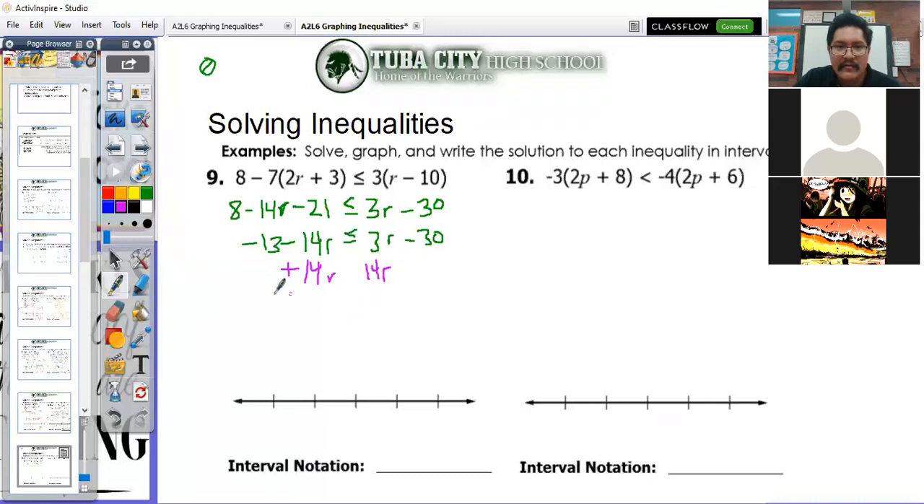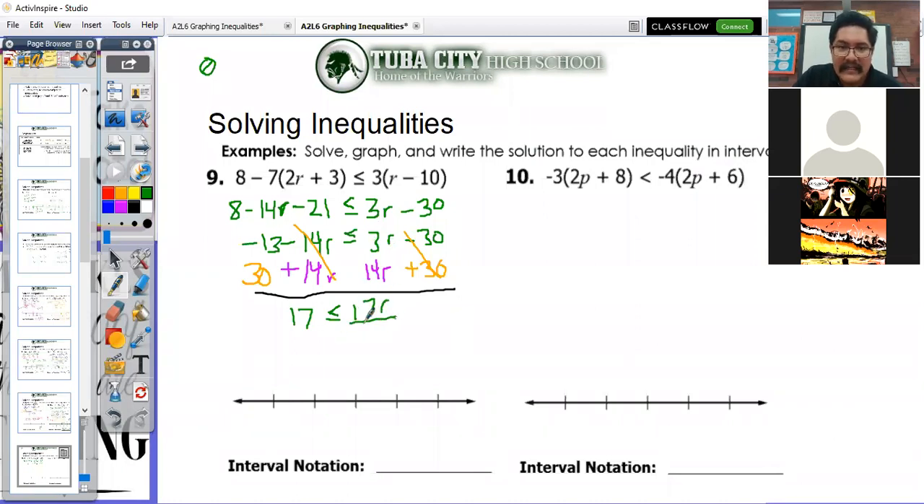So I'm gonna add 14r to both sides. And again, it moves the r to the right side. I just gotta remember to flip it so it's back on the other side once I'm done. So I canceled this one, so that means I gotta cancel this one, and this allows me to cancel some of these. So in this case here, I get negative 13 minus 30, and 3 plus 14 is 17.